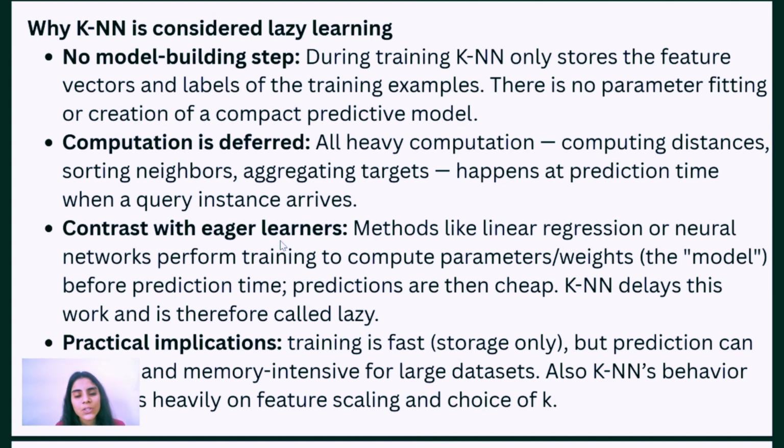Methods like linear regression or neural networks perform training to compute parameters or weights before prediction time. Predictions are then cheap. KNN delays this work and is therefore called lazy. In practical implementation, training is fast, but prediction can be slow and memory intensive for large datasets. Also, KNN's behavior depends heavily on feature scaling and the choice of K.